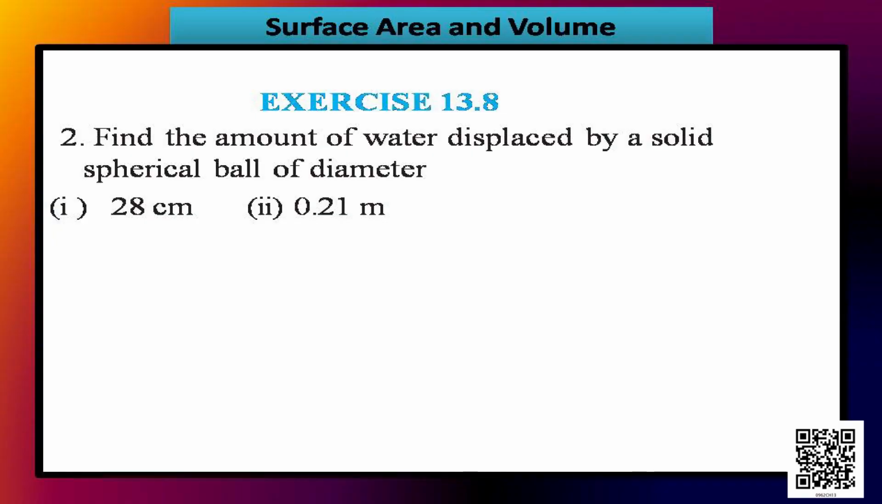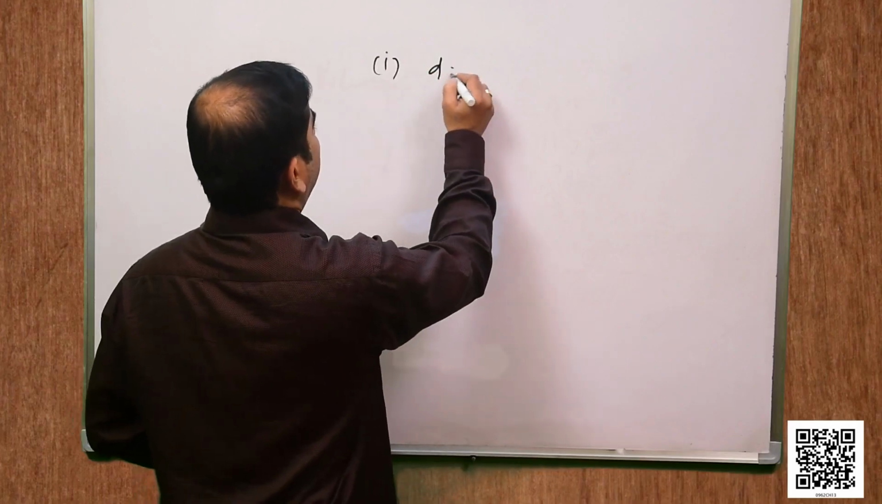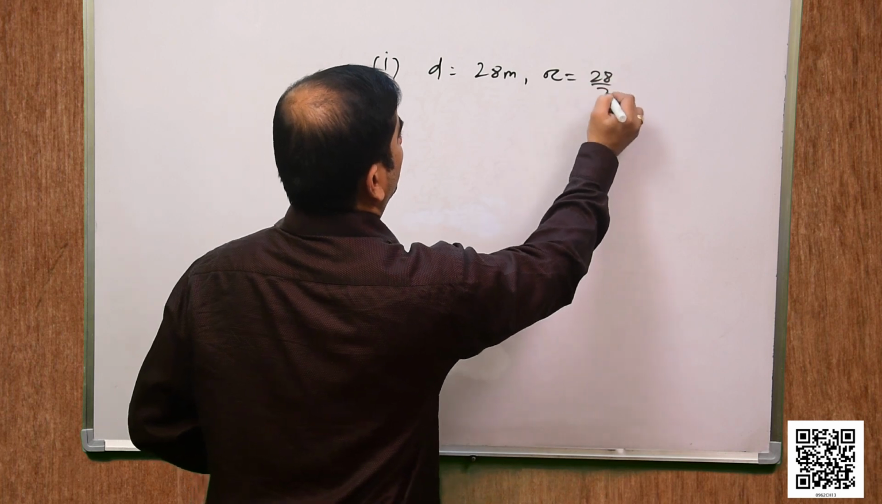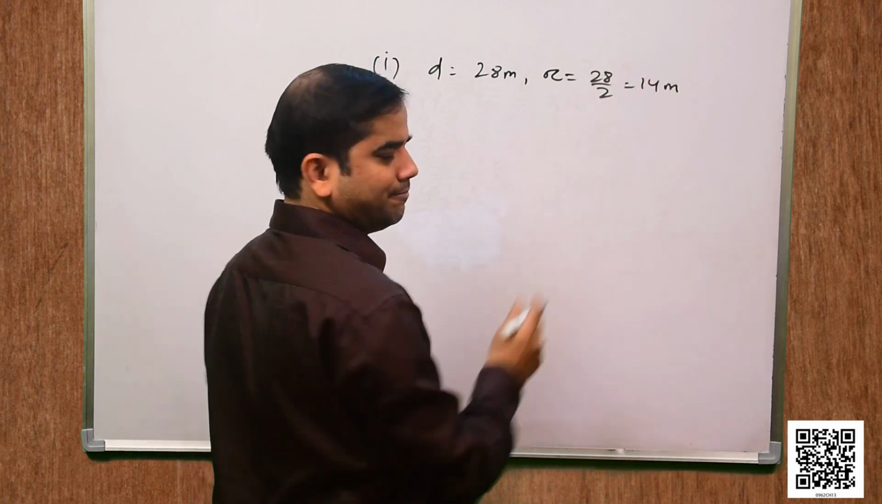Exercise 13.8. It says, find the amount of water displaced by a solid spherical ball of diameter 28 cm and 0.21 meter. So, let us find the solution for the question. For part 1, diameter is 28 cm, that means radius will be 28 by 2, that is 14 cm.